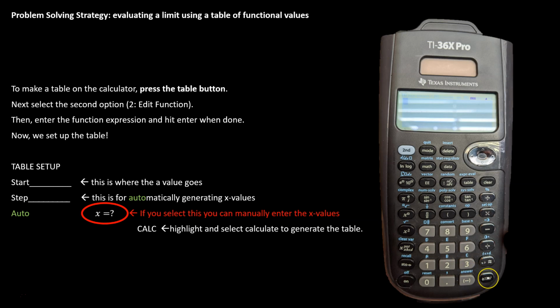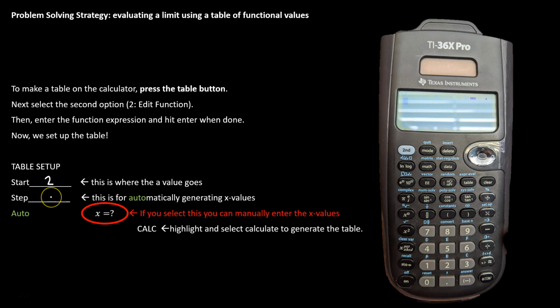Then you'll set up the table. So you'll go back to your table button, and this time you'll do table setup. You'll need to tell it where to start. This is where the a value will go. So if our limit is approaching x equals 2, then I would start by putting 2 in this position. Then I'd scroll down to the next step, which is asking us for our step size. Now this, most likely we won't use, because this automatically generates the x values and we don't have a neat pattern for what we want.